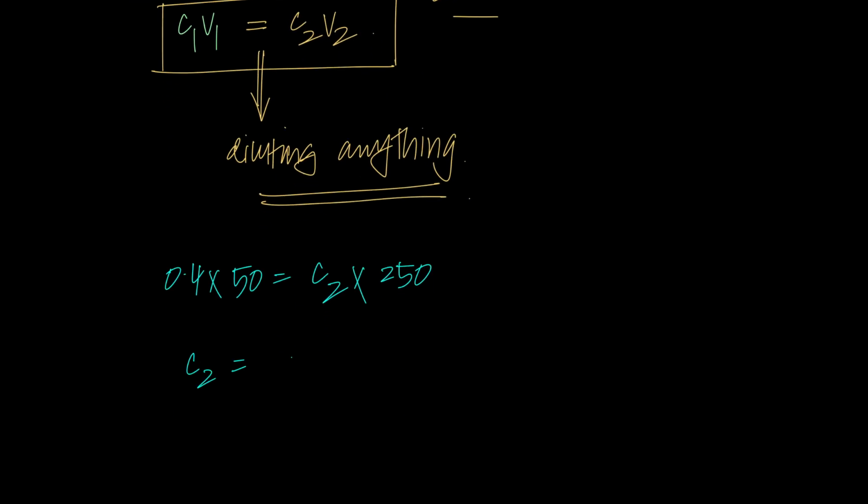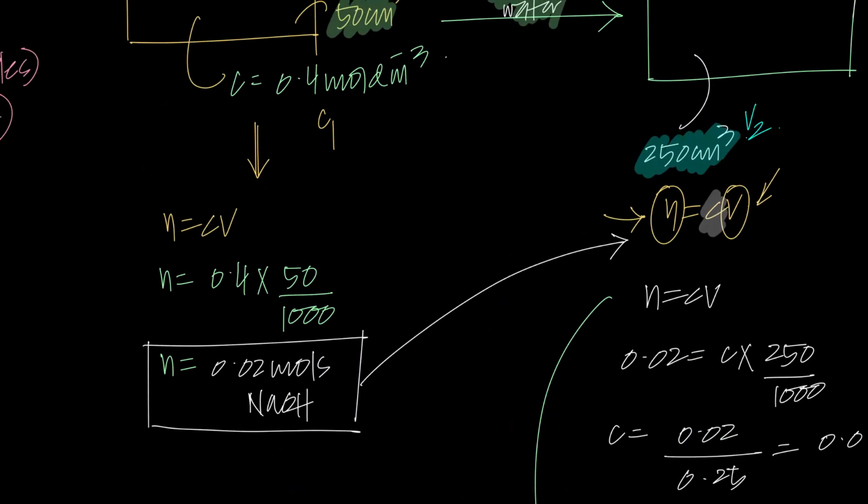What do you get, sir? C2 equals 0.4 into 50 divided by 250. What do we get, sir? 0.4 into 50 divided by 250. I get 0.08 mole per dm cube. But sir, you did not convert them into dm cube. Why didn't you convert this first into dm cube and find out?